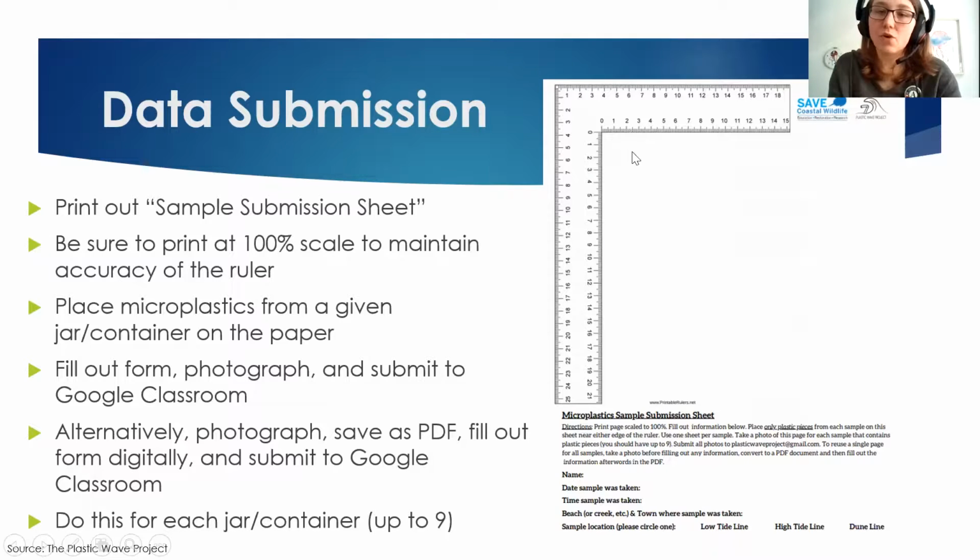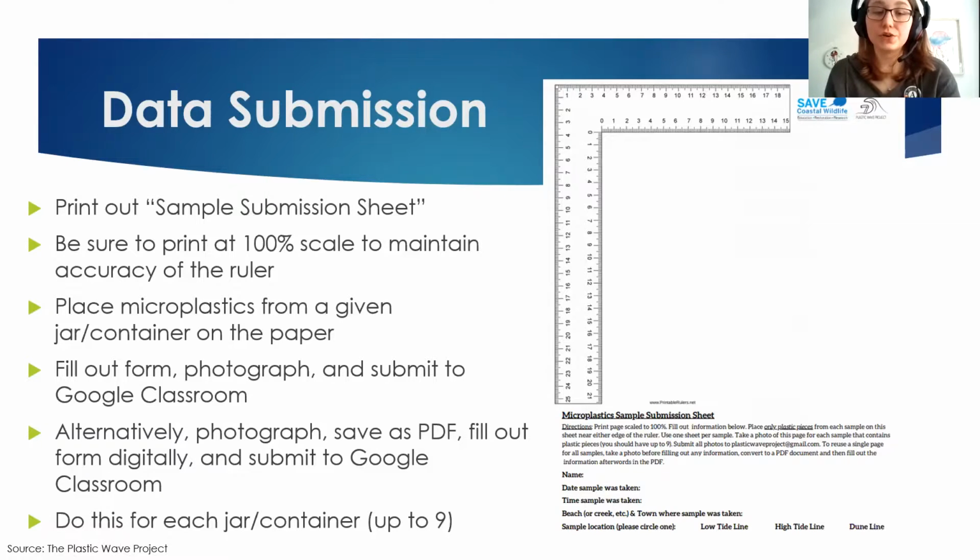And then you would place all of your different microplastics on this sheet. Usually what people do is they'll line them up along the length of the ruler. So maybe you found 4 pieces of microplastics, you could put them 1, 2, 3, 4. And so that's just to get an idea of how big those are. And then what you'll do is you'll take a picture. So you filled out your form, you put out your microplastics, you'll take a picture of that form, and you'll submit that picture to the Google Classroom along with your other form.